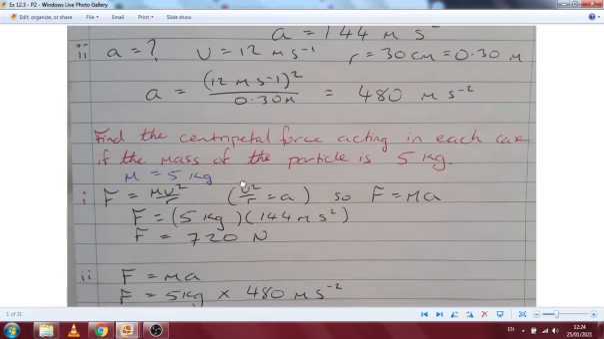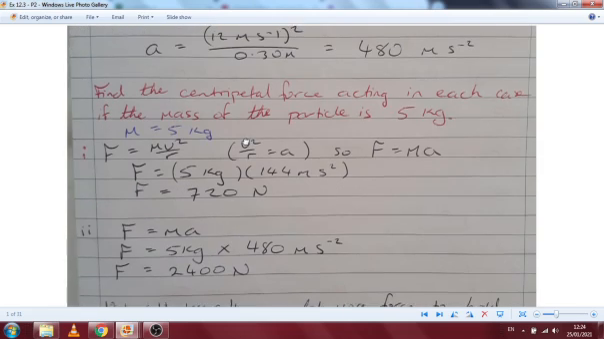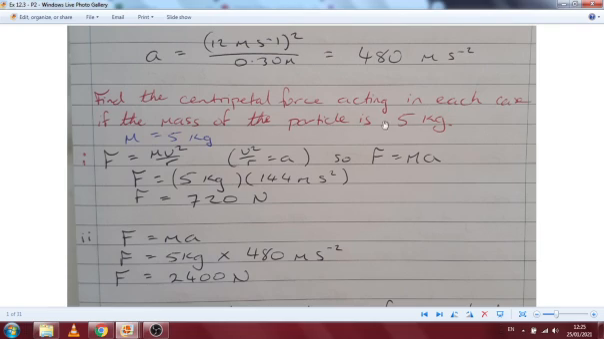This next part of the same question, we're asked to find the centripetal force acting in each case if the mass of the particle is 5 kilograms. So this is some new information added in. So the mass is 5 kilograms. We can use either way.